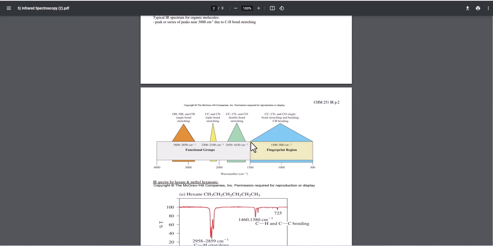The region we're more often interested in is called the functional group region. That's from about 1,500 up to 4,000 wave numbers, and that's where all of our functional groups will have their stretching, their vibrational modes. As we see here, there's C-C, C-N, C=O double bonds, we have triple bonds, and we have single bond stretching for different types of vibrational modes within a molecule.